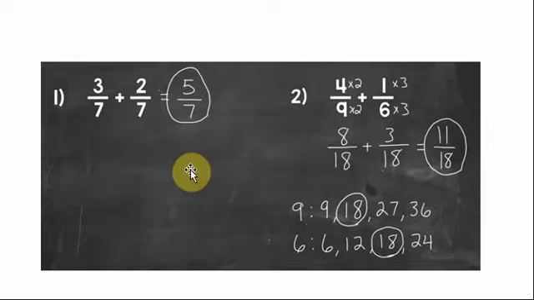Now here, 4 over 9 plus 1 over 6, here the denominator is not the same, right. It's very clear, right. This is 9, this is 6. So in this case we need to find the LCM, least common multiple. Least common multiple, we need to find the LCM.